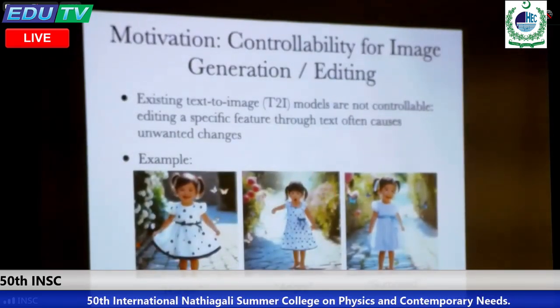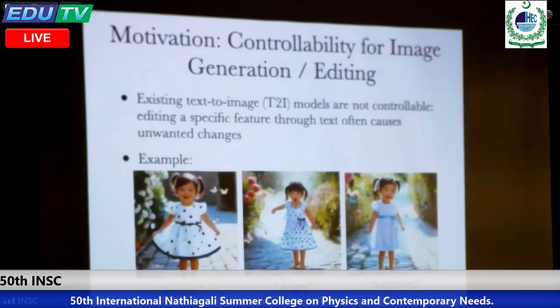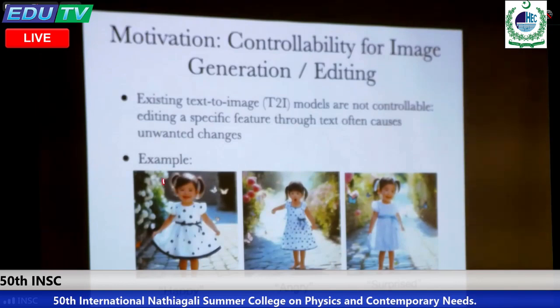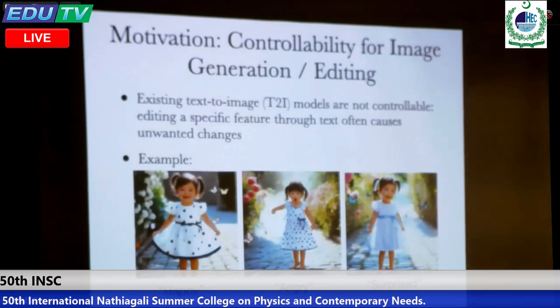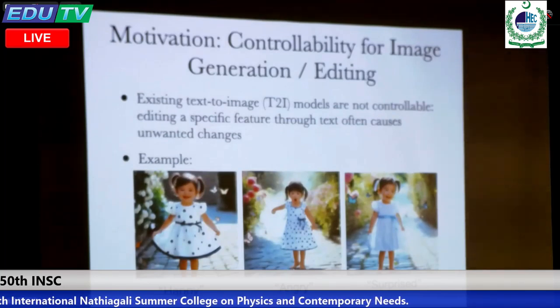This is the problem with the current generative AI tools. You can generate very nice images, right? But they are not controllable. If you want to change a particular thing, other things can change. But we know that if you want to produce a very complex picture, you have to make sure it's controllable.